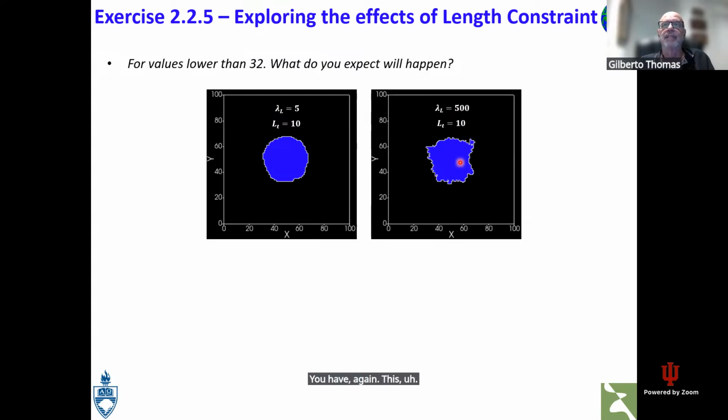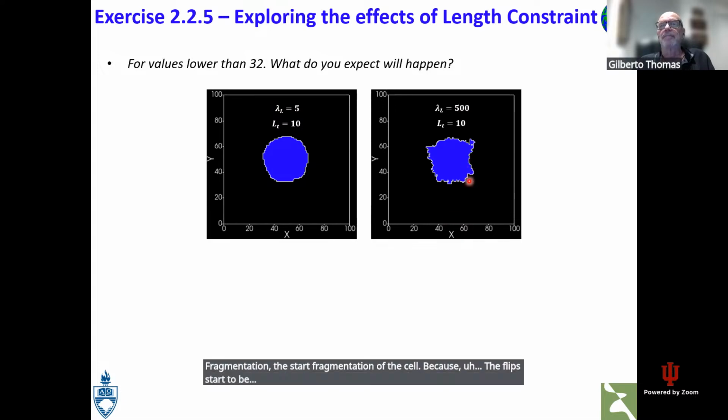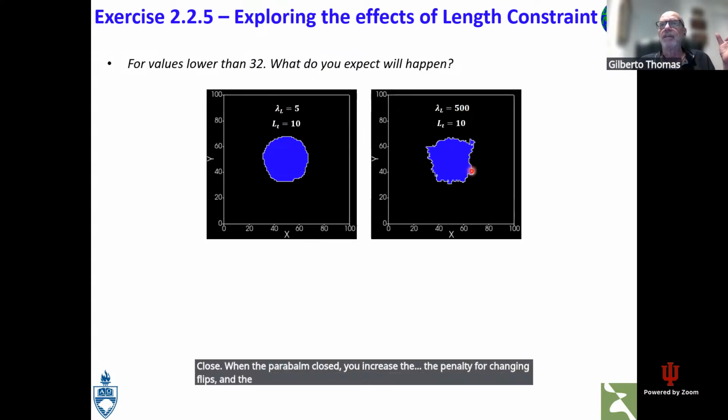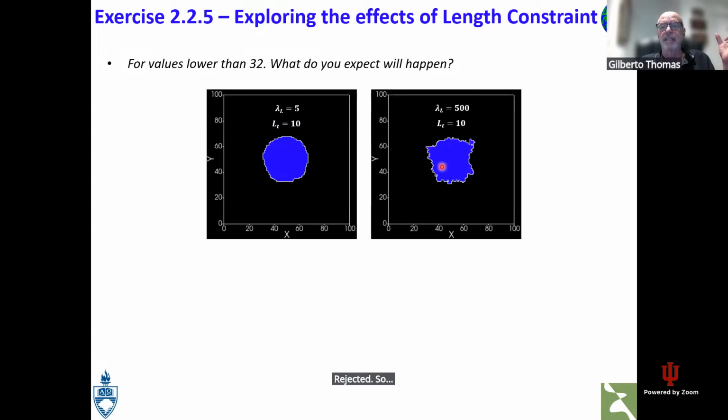this kind of fragmentation, the start of fragmentation of the cell, because the flips start to be not accepted. Remember, when you increase lambda, the constraint, the parabola closes. When the parabola closes, you increase the penalty for changing flips, and the flips are mostly rejected. So the cell freezes and keeps this roughly shape of the cell.